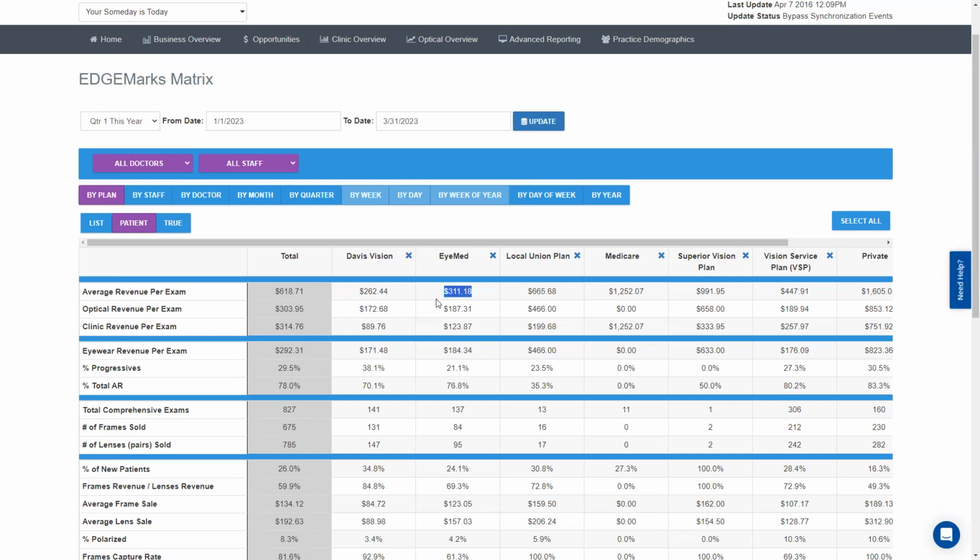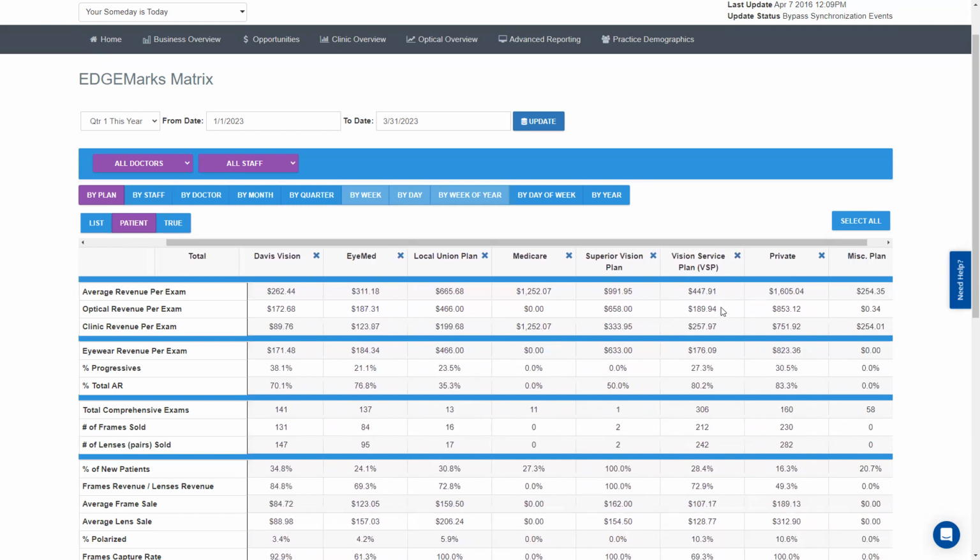IMED, same concept. I've got 311 overall. Here's my optical. Here's my clinic. When I come over here, I'm going to slide it over here to VSP. I can see with VSP, it's 189. In the clinic, it's 257. Just getting a few more details when you look at it on the breakdown like that.